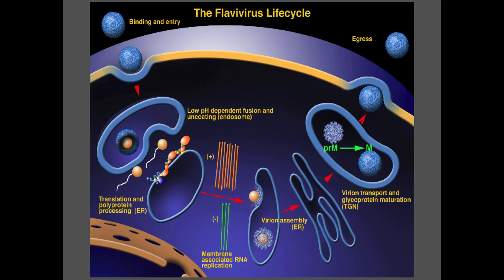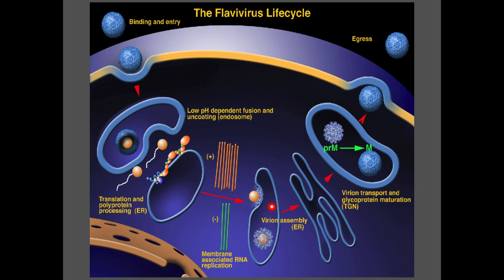They then will get translated as a polyprotein and stuck into the membrane of the endoplasmic reticulum. This then gets chopped into smaller pieces by both viral and cellular proteases. This is a big difference between the picornaviruses and the flaviviruses. There are cellular proteases which are also involved in this process.